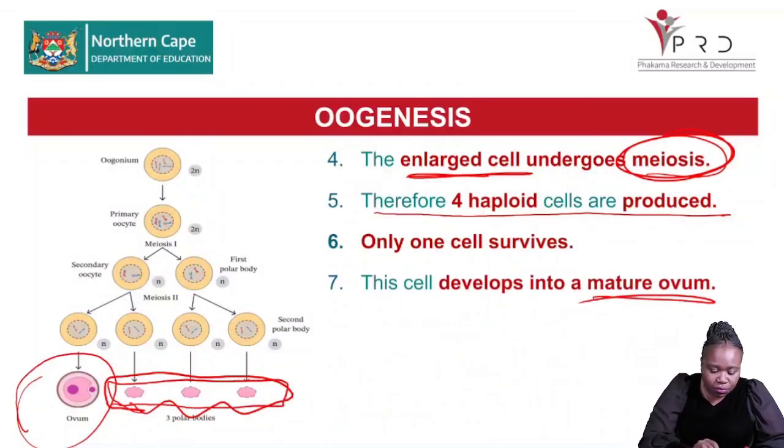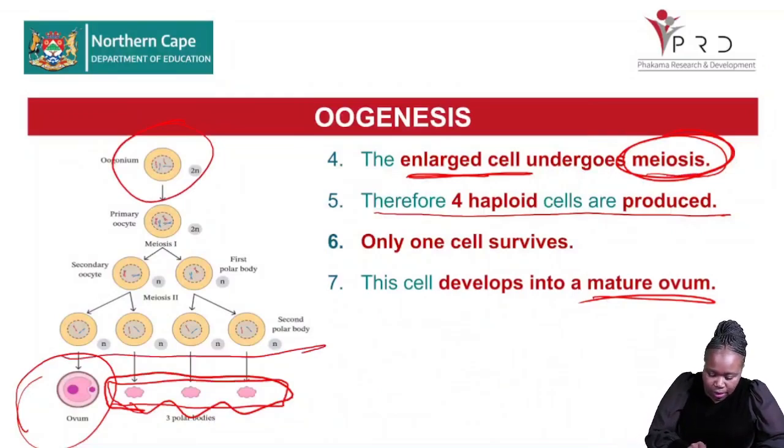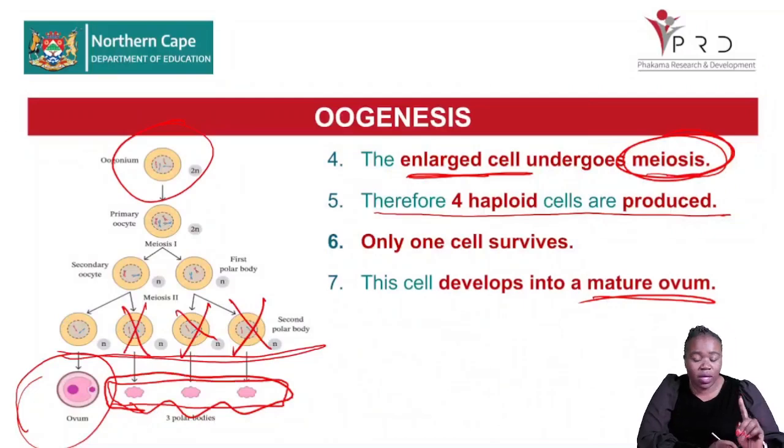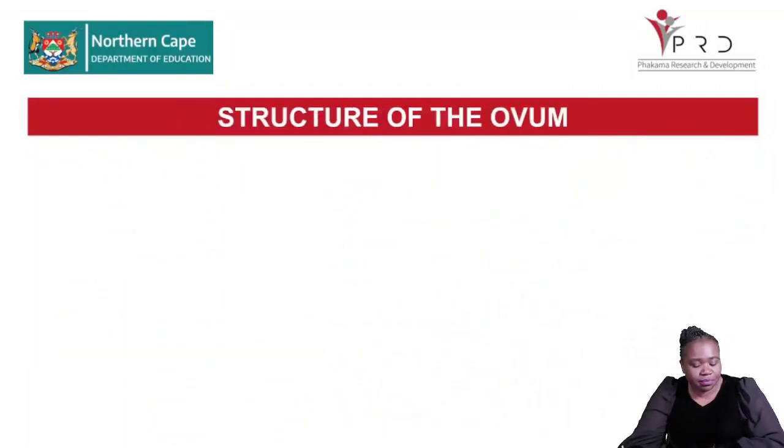So we start here. We have that diploid oogonium, as we can see here. It undergoes meiosis, and then it produces 4 haploid cells. Of these 4 haploid cells, the other 3 do not survive, and only one survives, and it is the only one that then becomes an ovum.